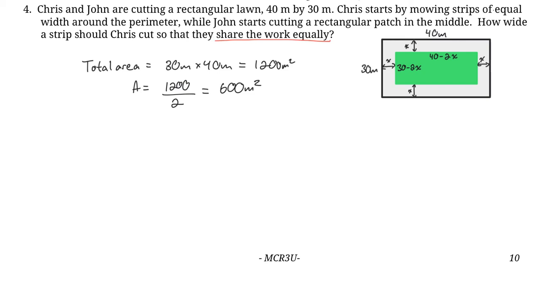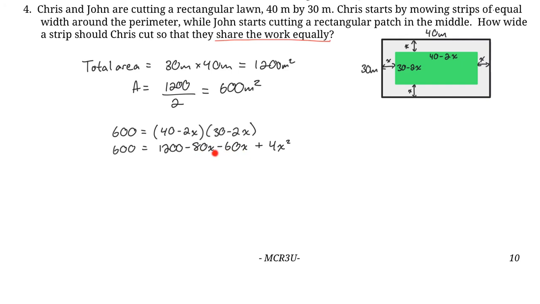We know the area that they each need to cut is 600 meters squared. And to find the area of the rectangle, we're just doing our length times our width. So that's just going to be 40 minus 2x times 30 minus 2x. Now we can actually simplify this equation. We have a binomial times a binomial, and we just need to multiply these using FOIL. And when we do that, we're just going to get 600 is equal to 1,200 minus 80x minus 60x plus 4x squared.